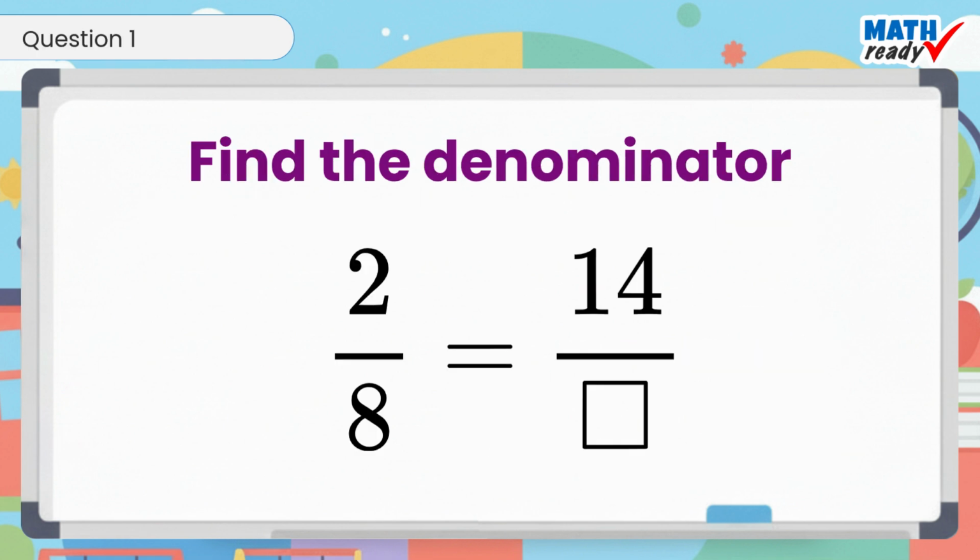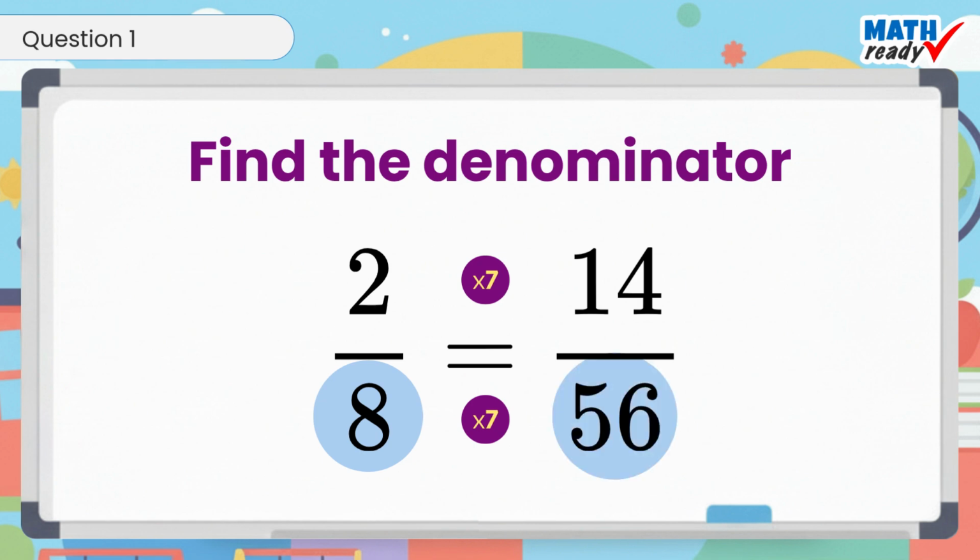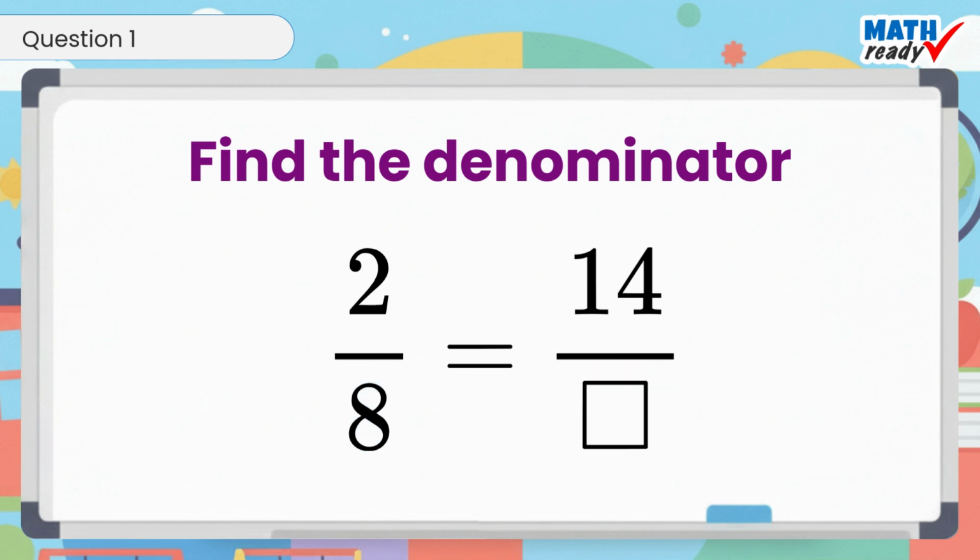Find the denominator in the second fraction if 2 over 8 is equivalent to 14 over something. We can see that the numerator in the first fraction has been multiplied by 7 to become 14, which is the numerator in the second fraction. To remain equivalent, we also have to multiply the denominator by 7, which means 8 multiplied by 7, giving us 56, which is the denominator in the second fraction. So, 2 over 8 is equivalent to 14 over 56.